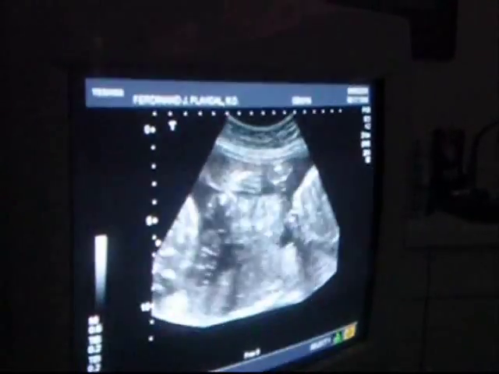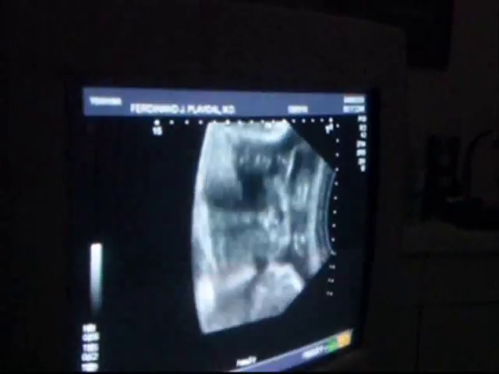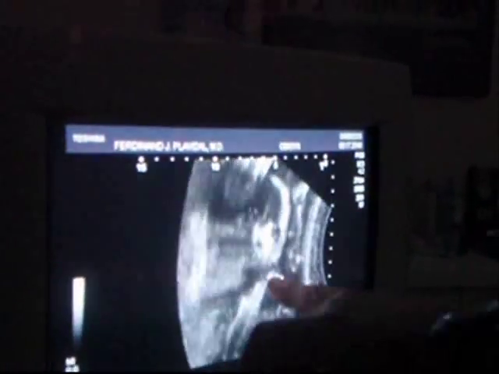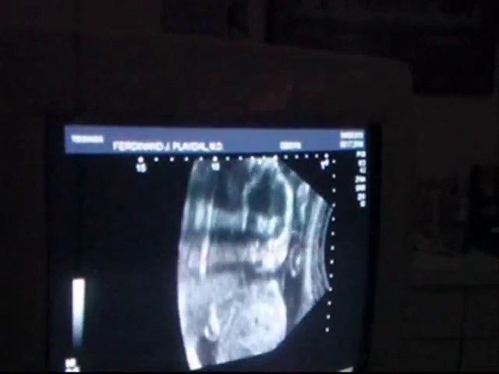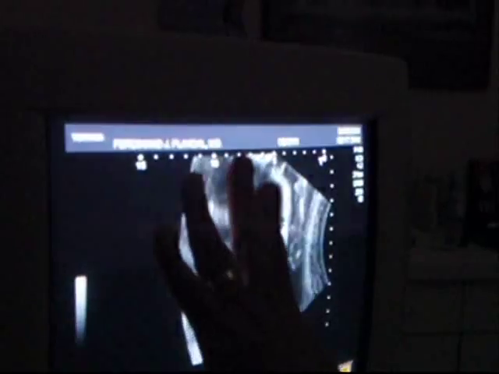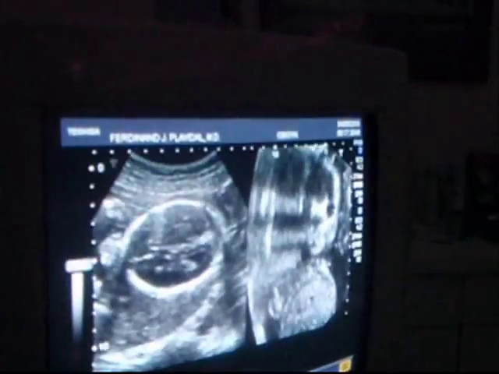See if we can get this guy to give us some kind of a facial view. Going to turn it so he's looking at us here. These are, again, fingers right there up under the chin. And there's a view of the left side of the baby's face right there. I'm not going to be too picky.